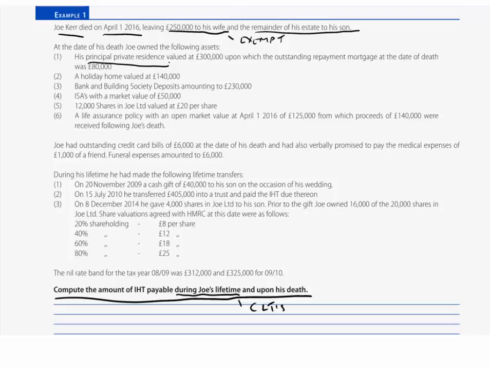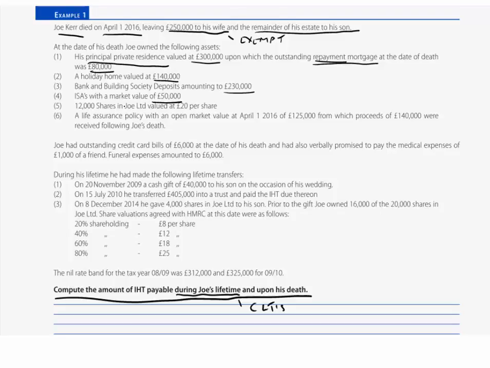So we will include, listed out as part of the chargeable estate at death, his PPR, his principal private residence, his house, valued at £300,000. There was an outstanding repayment mortgage at the date of death, £80,000. That's a repayment mortgage, so yes, you will deduct that mortgage from the £300,000 value of the property. Then part of the listing exercise, holiday home, £140,000. Bank and Building Society deposits, £230,000.